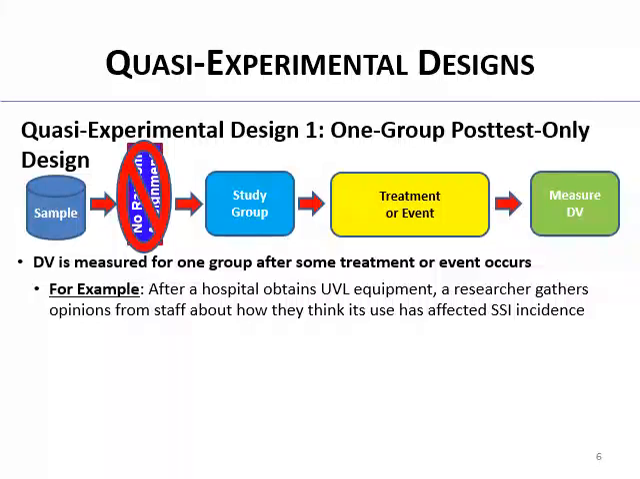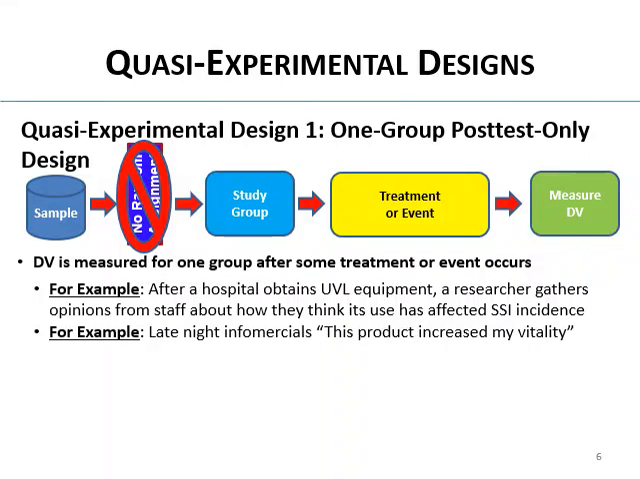So for example, after a hospital obtains ultraviolet light equipment, a researcher gathers opinions from staff about how they think its use has affected surgical site infection incidents. So they just kind of go in after a thing happens and ask questions. Or you go in and ask, what's your opinion of emergency personnel after some sort of disaster occurs? And, shockingly, people are thankful.